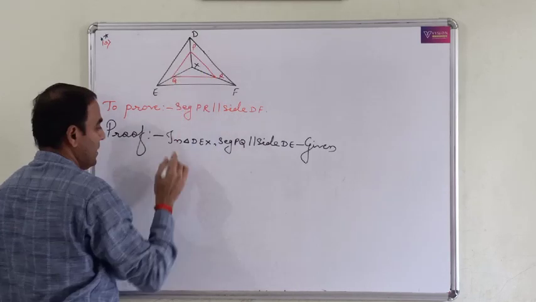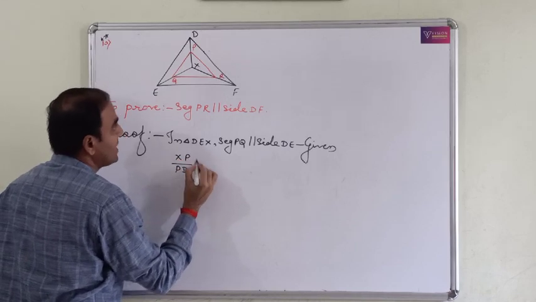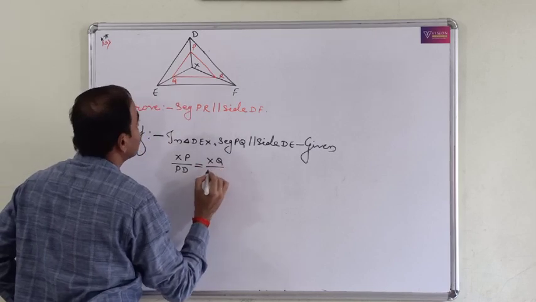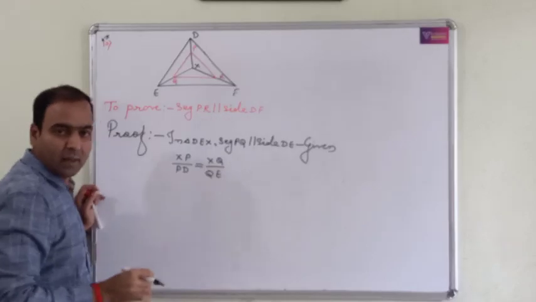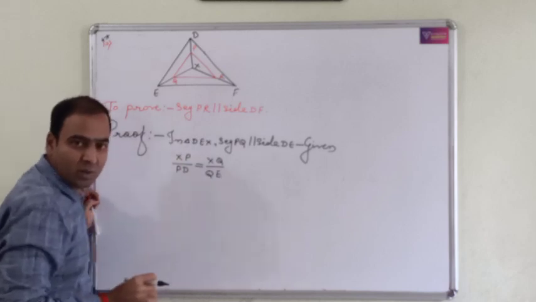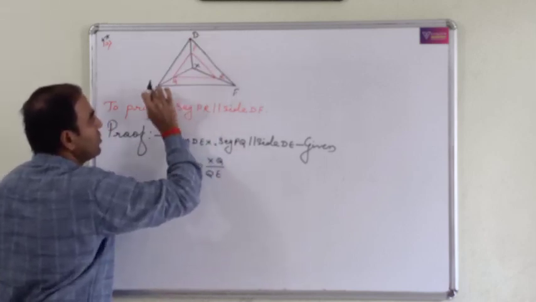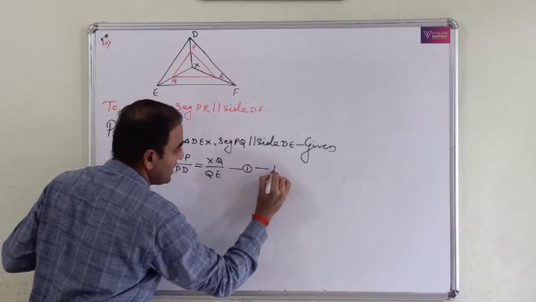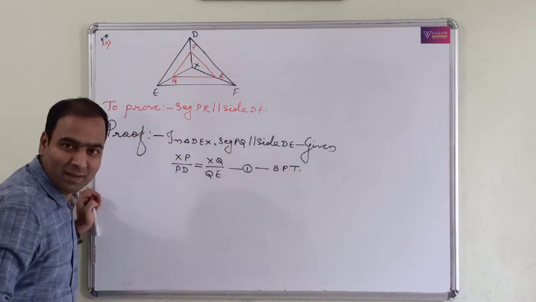XP upon PD is equal to XQ upon QE. The line is parallel to one side of the triangle. Therefore, by BPT, it divides the remaining 2 sides in equal ratios. Those ratios are XP upon PD is equal to XQ upon QE. This is the first, and the reason is the basic proportionality theorem. Both are the same theorem, okay?